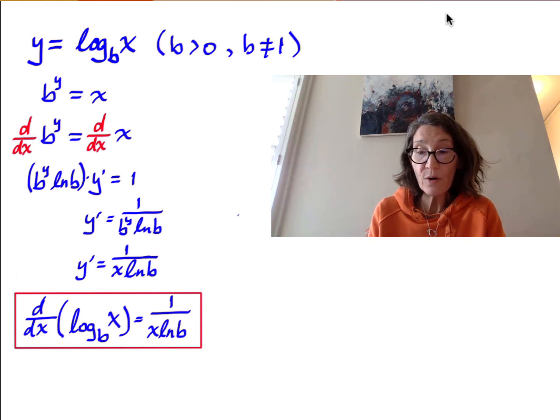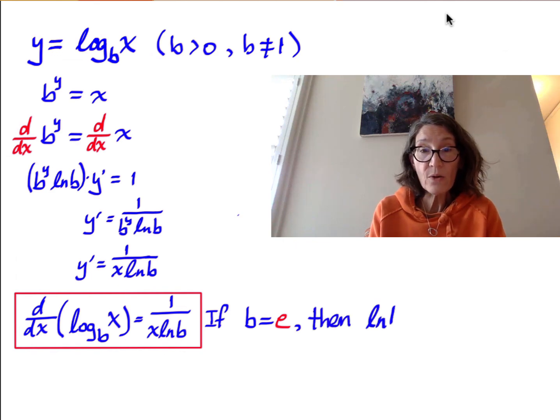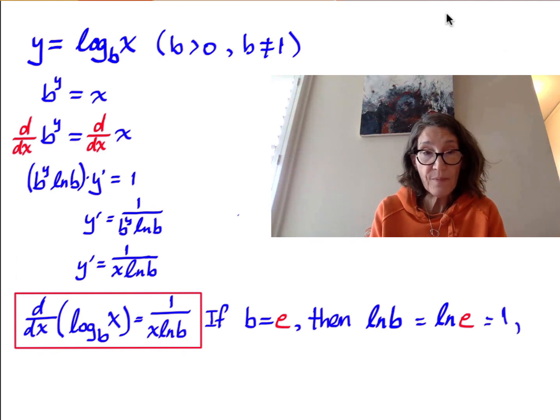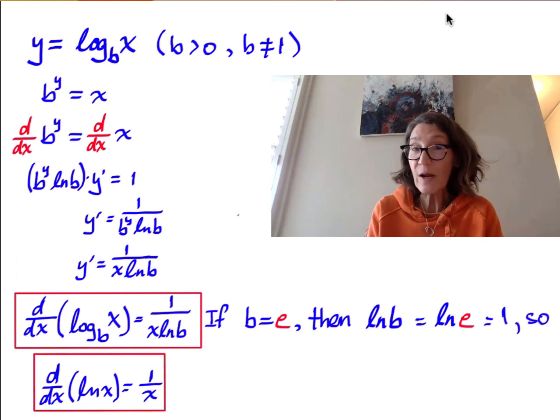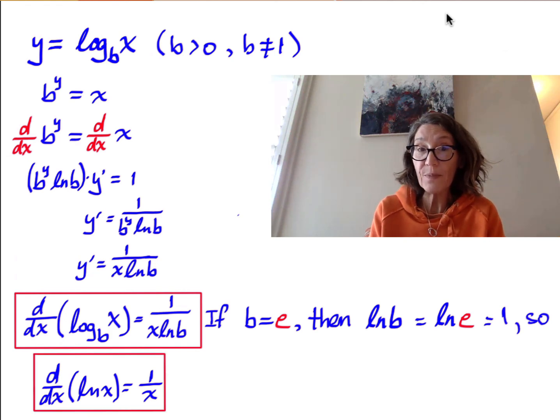We just have to remember the natural log of x just means base e. So using this same formula but letting b be equal to e, we know that the natural log of e is just 1. So we can rewrite that formula as the derivative with respect to x of the natural log of x is just 1 over x. All right, so now we're going to do a few examples using these two new rules.